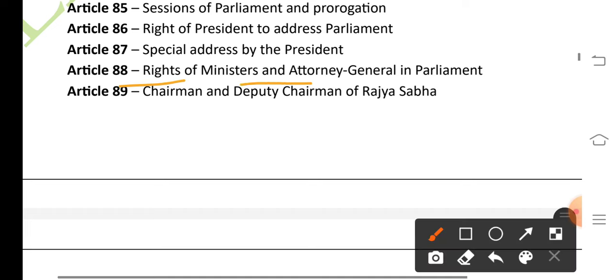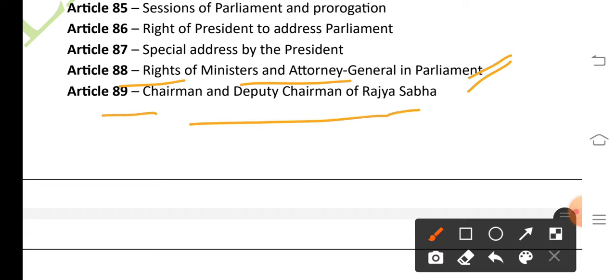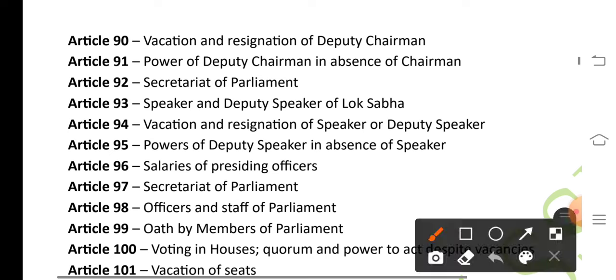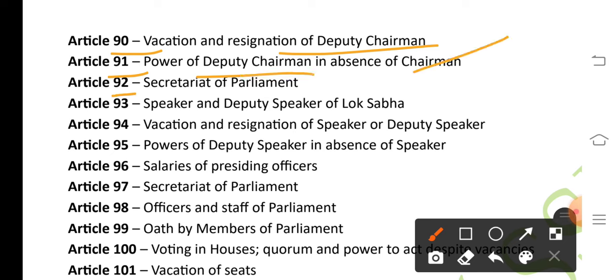88, rights of ministers and Attorney General in Parliament. 89, chairman and deputy chairman of Rajya Sabha, not Lok Sabha. 90, vacation and resignation of deputy chairman. 91, power of deputy chairman in absence of chairman. 92, secretariat of Parliament. 93, speaker and deputy speaker of Lok Sabha.